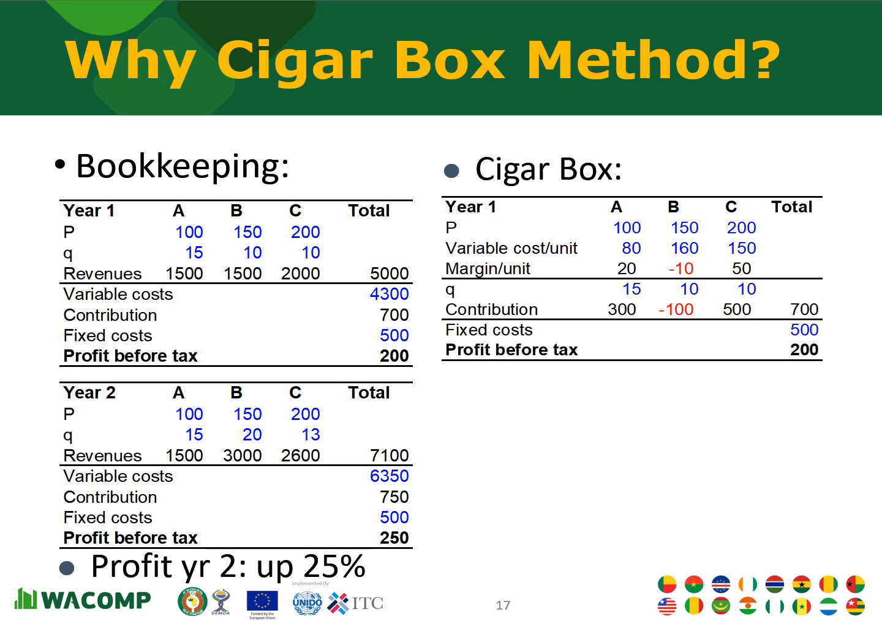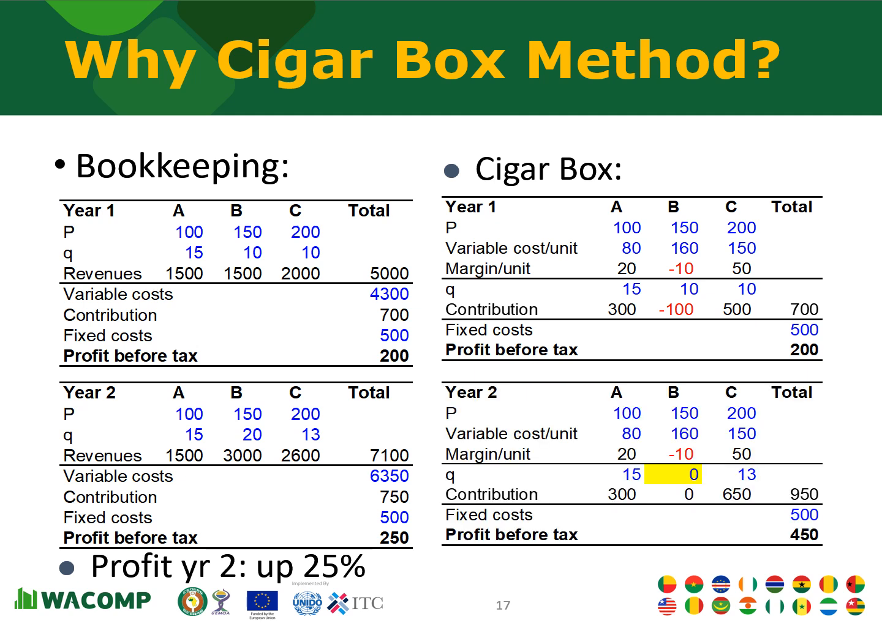The more the company sells, the bigger the losses. They sold 10 units in year 1, resulting in a loss of 100. Now look at year 2. It is nice that the quantity sold of product C went up from 10 to 13, earning 650 for the company.